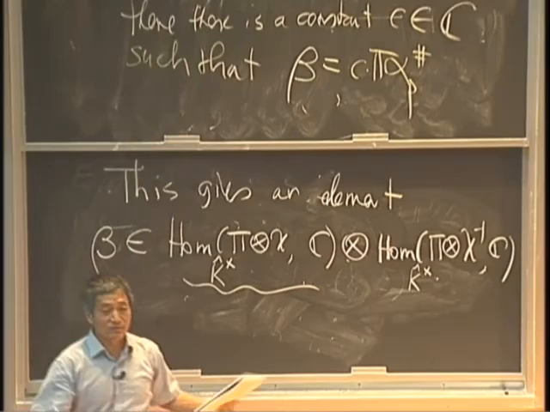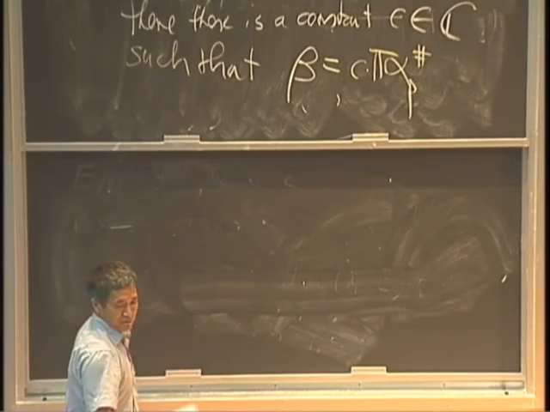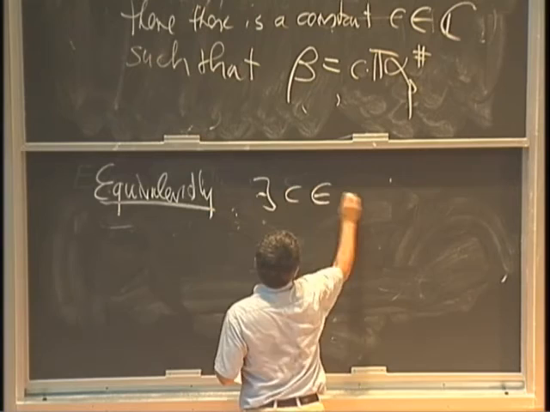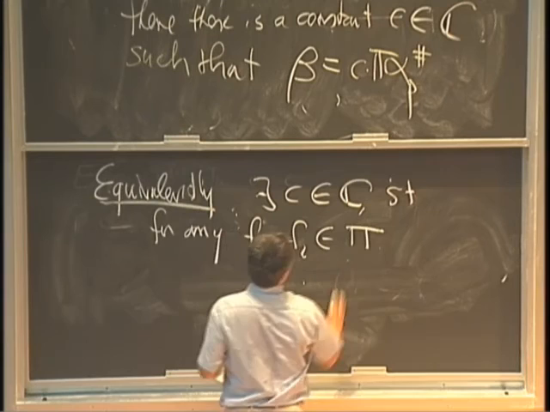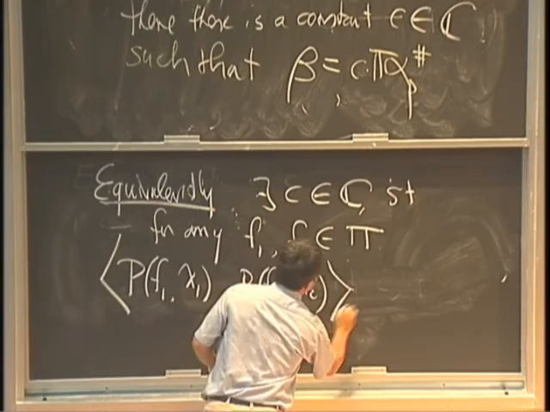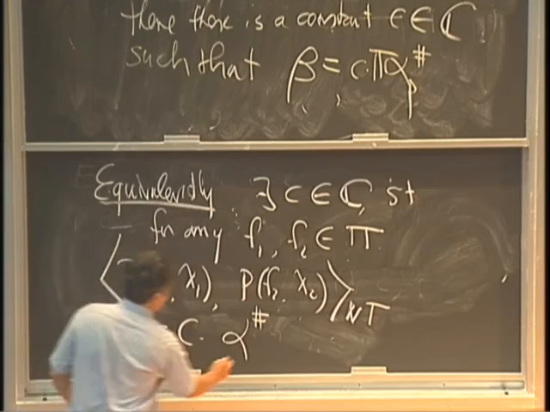Okay, so let's rewrite what it means. If I write them up, this is what we get. Equivalently, there exists a C, a complex number, such that for any F1, F2 in pi, the Heegner points that we defined, if we take a Néron-Tate height pairing, will be equal to C times this alpha, the normalized matrix coefficient of F1, F2.